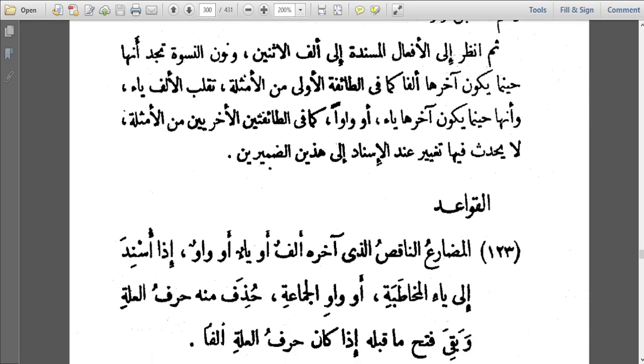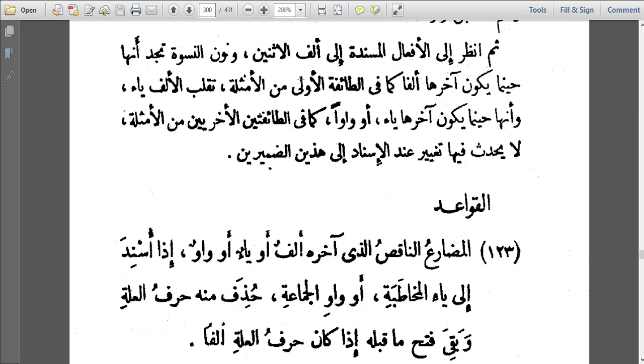We come here. ثم انظر إلى الأفعال المسندة إلى ألف الاثنين. Now we are done with ياء الجماعة, ياء المخاطبة and واو الجماعة. Now he's saying that ثم انظر إلى الأفعال المسندة إلى ألف الاثنين ونون النسوة تجد أنها حينما يكون آخرها ألفا كما في الطائفة الأولى من الأمثلة تقلب الألف ياء. So now we are looking at what ضمائر الرفع ألف الاثنين and نون النسوة. Okay, dual and also feminine plural.